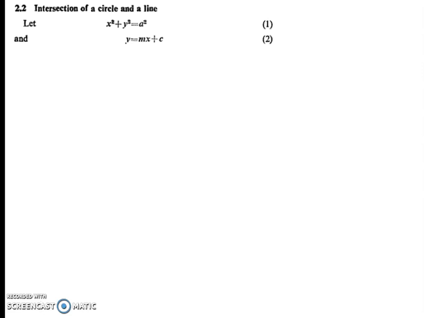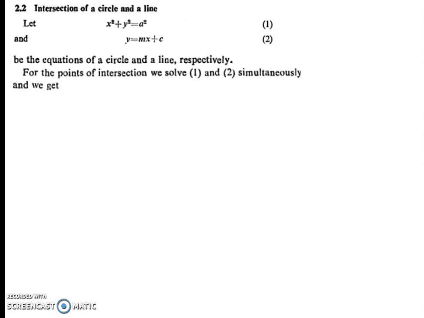Next is the intersection of a line and a circle. Let we have a circle, that is x square plus y square is equal to a square, and a line y is equal to mx plus c. So by the equation of a circle and a line respectively, for the point of intersection we solve 1 and 2 simultaneously, and we put the value of y from 2 and substitute in 1. So we get x square plus (mx plus c) whole square is equal to a square.